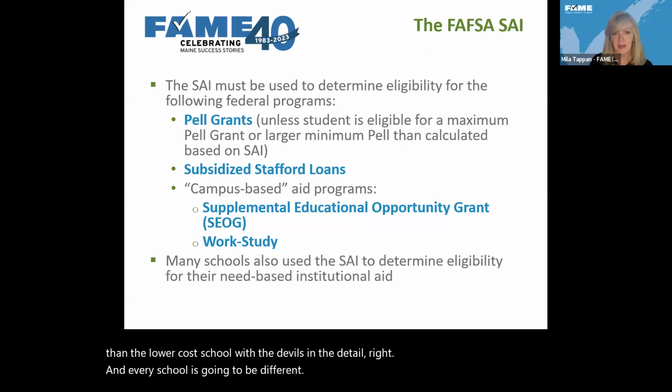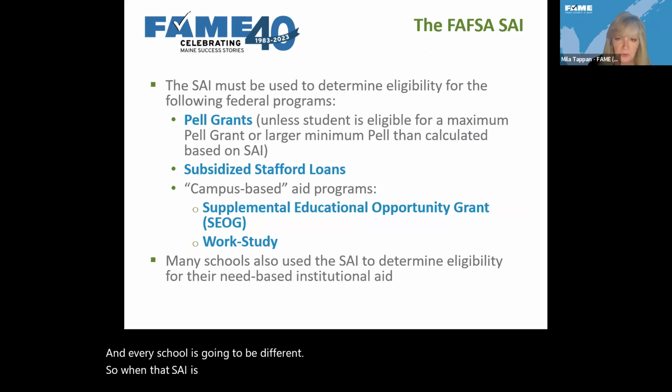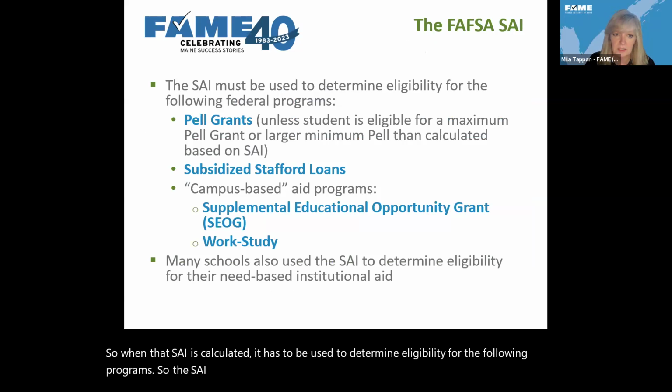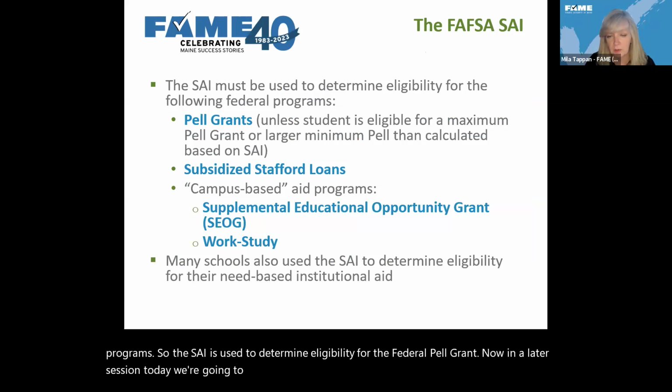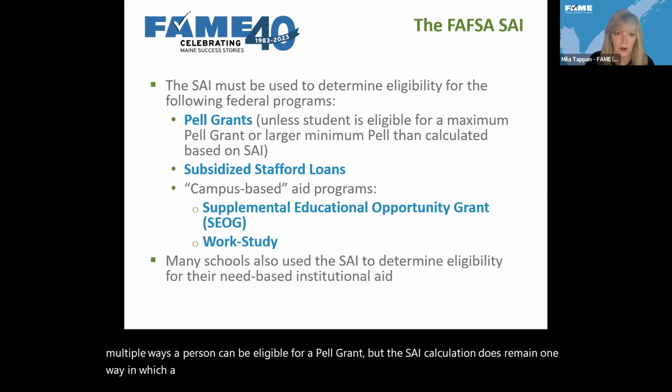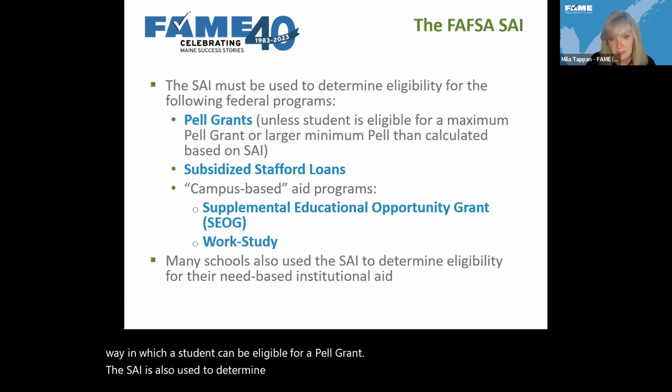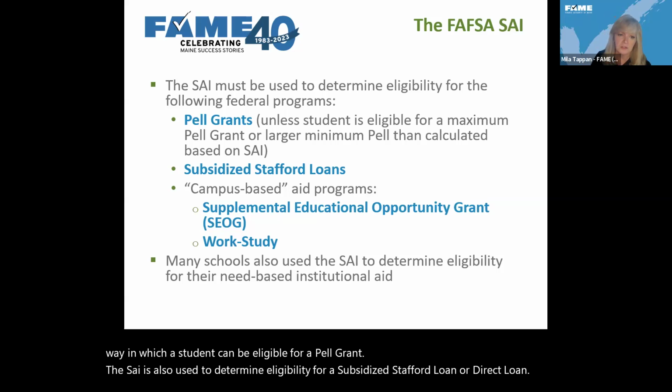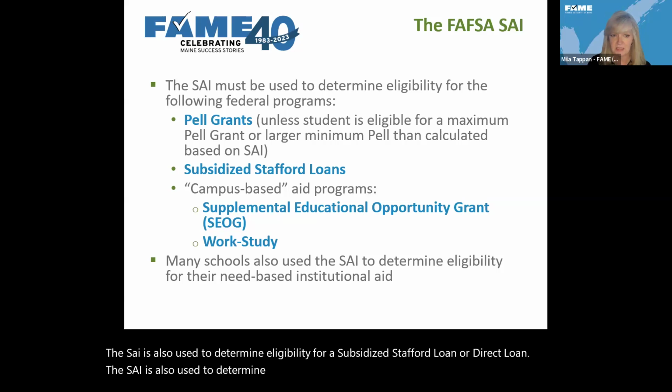So when that SAI is calculated, it has to be used to determine eligibility for the following programs. The SAI is used to determine eligibility for the federal Pell Grant. At a later session today, we're going to go into more detail about Pell Grants. There are actually now multiple ways a person can be eligible for a Pell Grant, but the SAI calculation does remain one way in which a student can be eligible. The SAI is also used to determine eligibility for a subsidized Stafford loan or Direct Loan. The SAI is also used to determine eligibility for what we call campus-based programs.